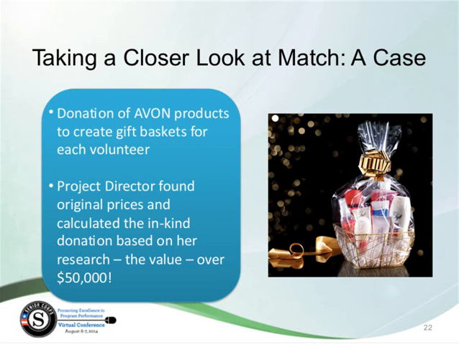The project director, in an enthusiastic frame of mind, went to the local Avon dealer and asked the current price for each item she received. Most items she found were discontinued, overstocked items. The total in-kind was valued at $50,000. Do you think that's reasonable?